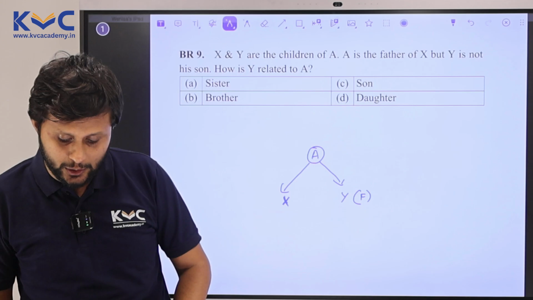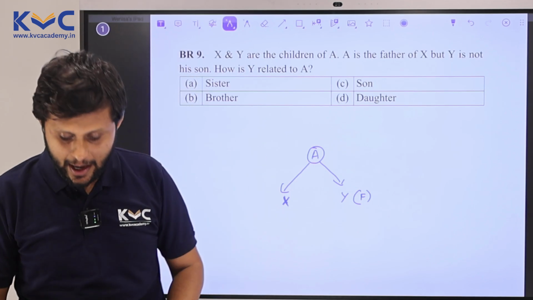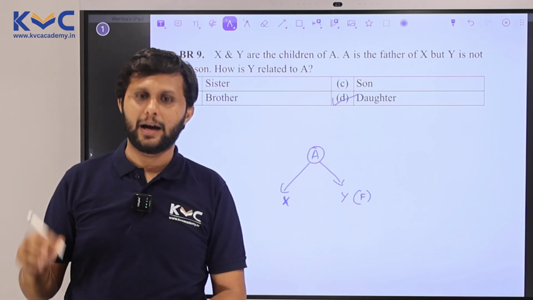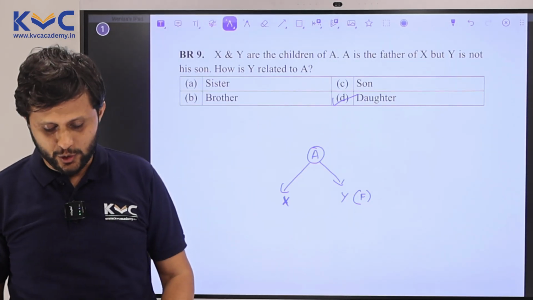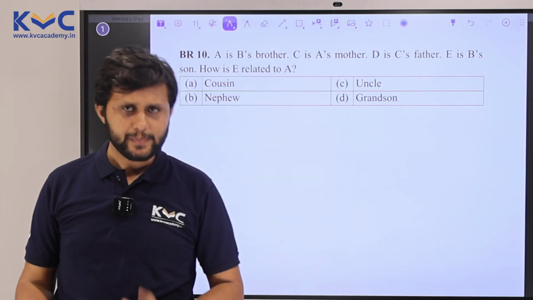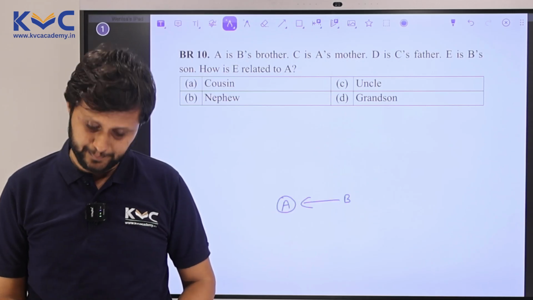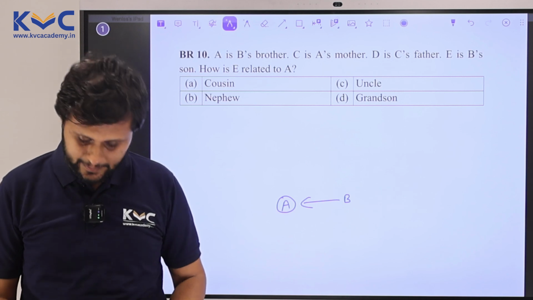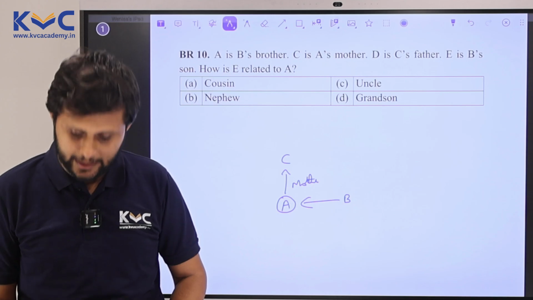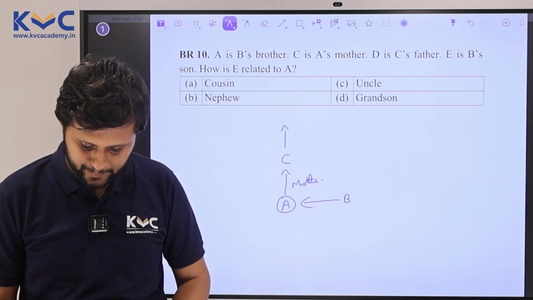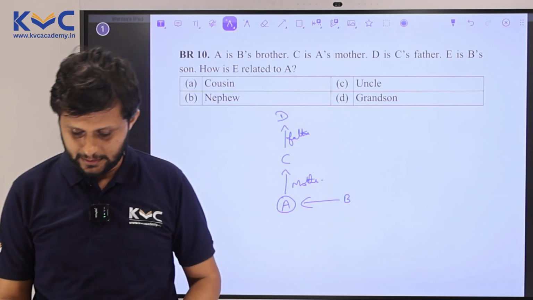How is Y related to A? From A we have to come and female. That's why answer D is the right answer. Daughter. Fine. We'll move on to the next question. Question number 10. A is B's brother. So we are back to that. A is B's brother. C is A's mother. Mother. D is his father. Again the same one. E is B's son.